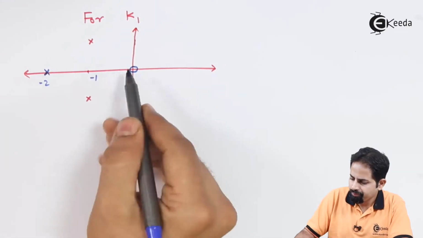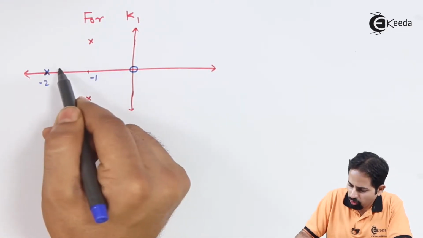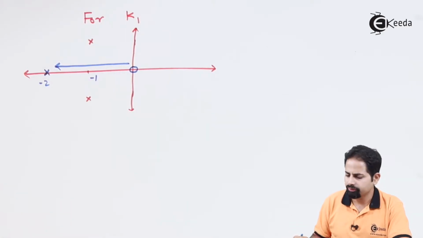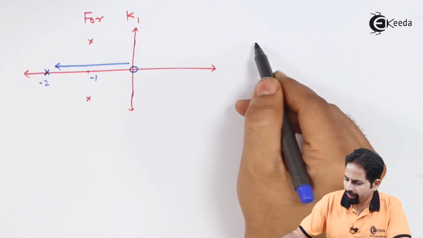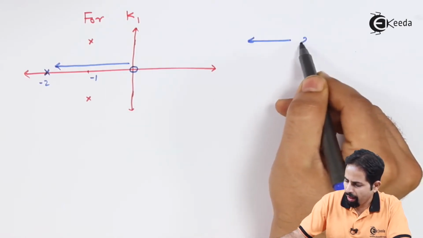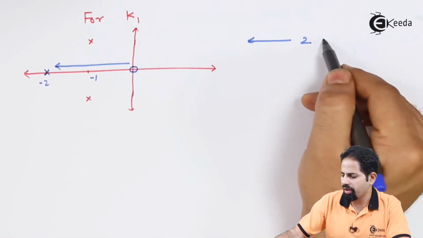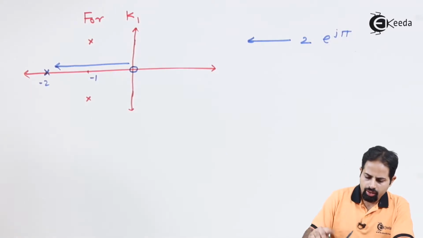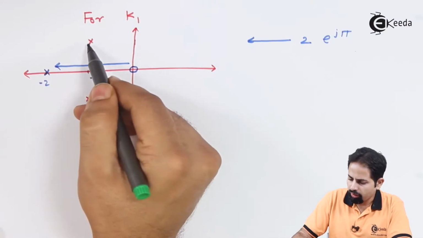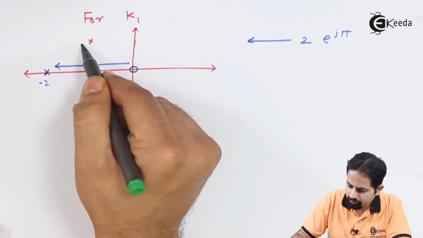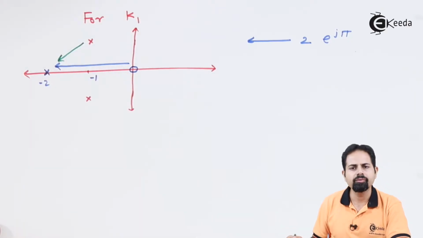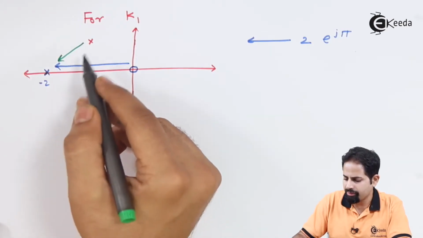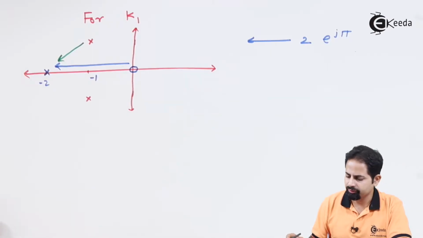Now you can see from this zero to this pole, if I draw one vector, it will be like this. So this vector will have magnitude equal to 2 and phase of pi. Now from this pole, if I draw one vector here, like this, we will have to calculate the magnitude as well as the phase.